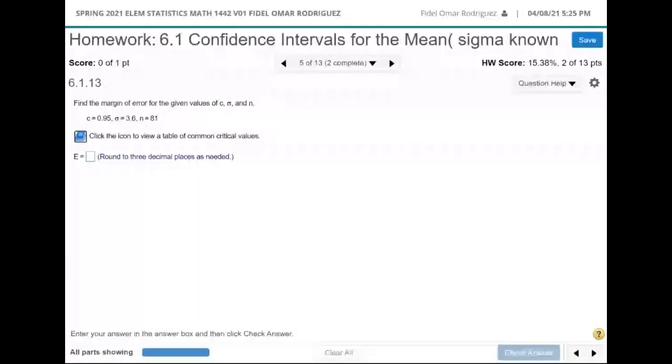So if I was going to do this problem, I'll actually do it here for you guys so you can see what I'm referring to. I'm just going to write some things down. C is 0.95. Sigma is 3.6 and N is 81. Okay, so let me stop sharing this portion and then let me share my notes.